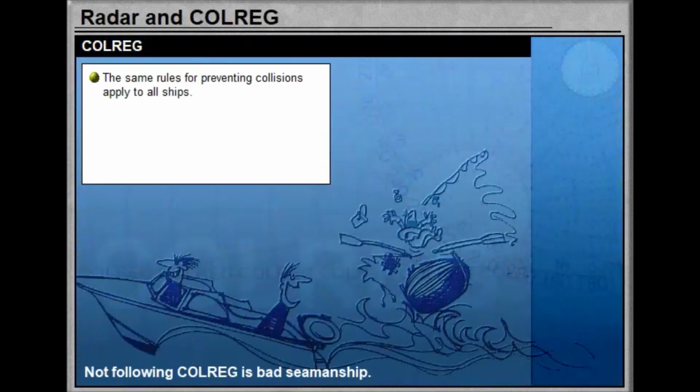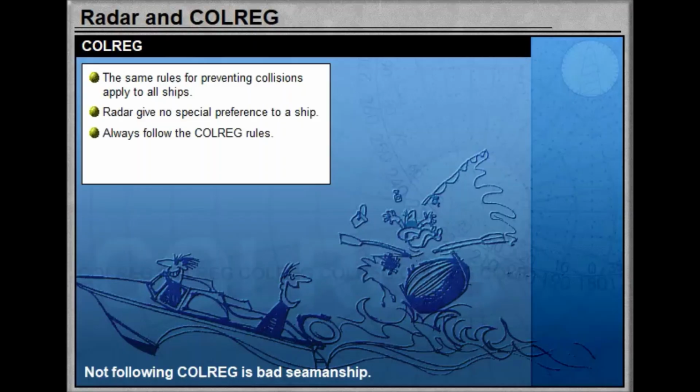The same rules for preventing collisions apply to all ships, and the use of radar is compulsory for assessment of close-quarter situations. Even a good working radar system, operated by a certified operator, does not give any special rights to that ship. Make it a habit always to follow the COLREG rules, as this will save you a lot of trouble and it makes your job easier.